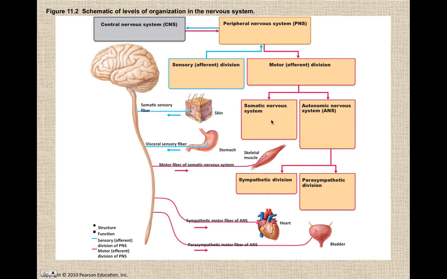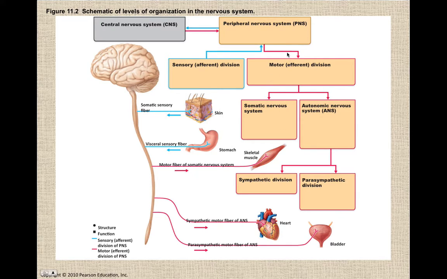the muscles from your erector pili, although those can also be controlled by the autonomic nervous system. The autonomic nervous system would be things like the heart, the bladder, the stomach, all of the different organs that are going to be in your digestive tract, your respiratory tract, and your urogenital tract. Okay, and then we break that further down into the sympathetic and parasympathetic divisions.